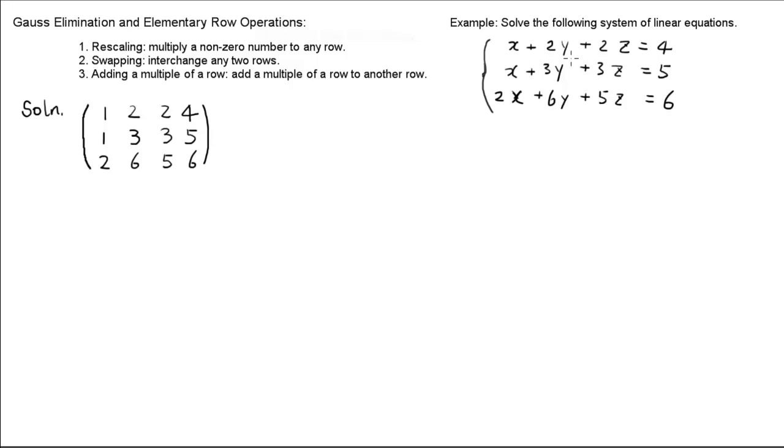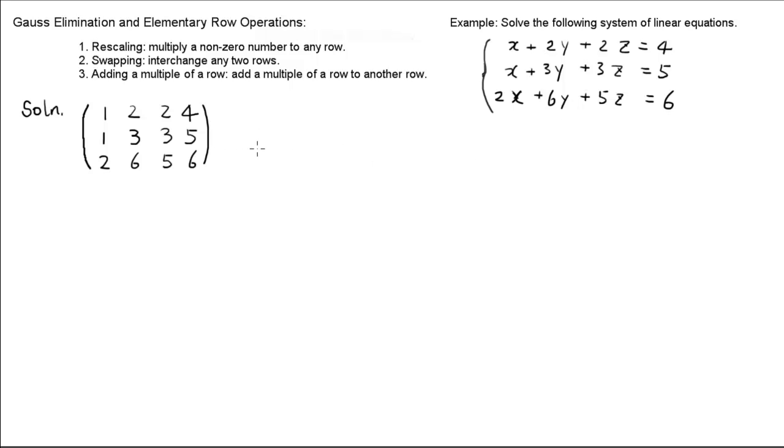So we see x and y and z over here, x and y and z, and these variables are in the same order on the left-hand side, and this non-homogeneous part is on the right-hand side, 4 and 5 and 6. x and y and z are the unknowns.